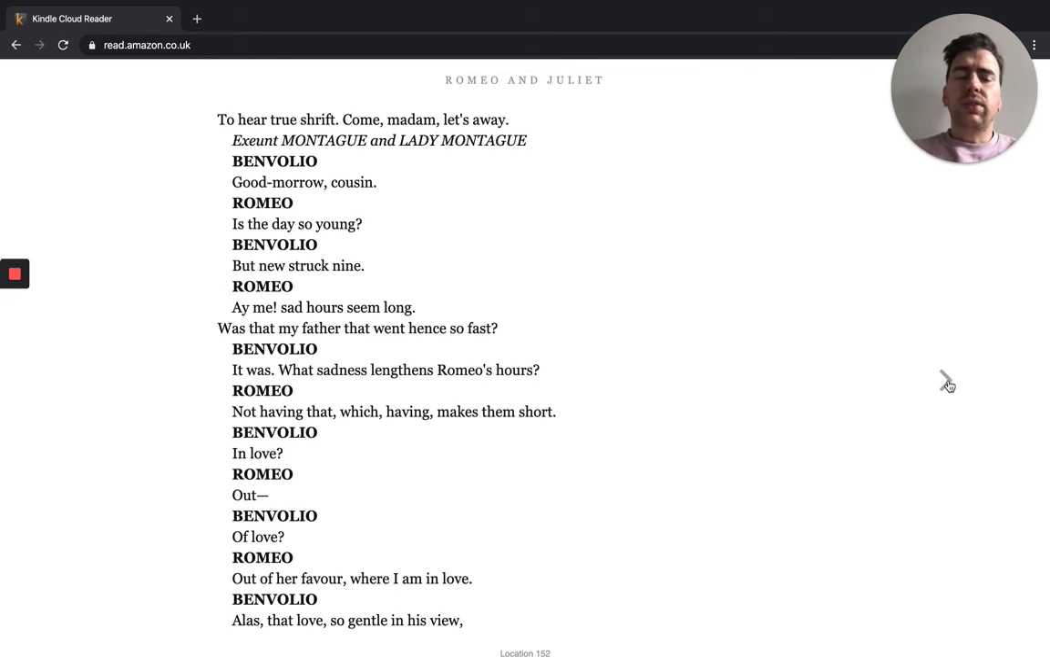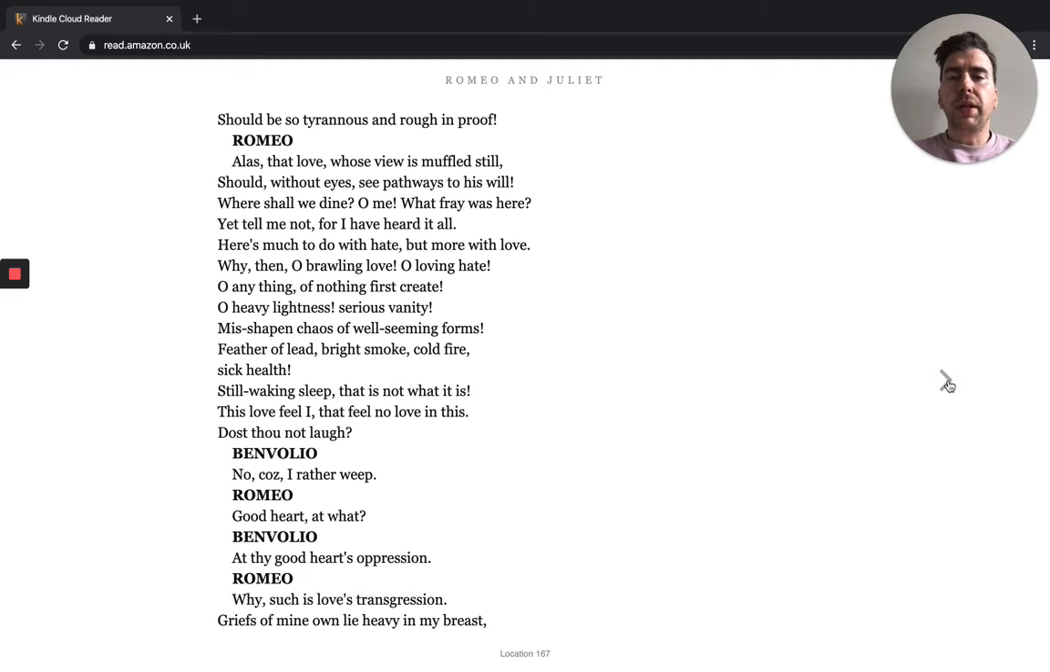Alas, that love, so gentle in his view, should be so tyrannous and rough in proof. Alas, that love, whose view is muffled still, should without eyes see pathways to his will. Where shall we dine? O me, what fray was here? Yet tell me not, for I have heard it all. Here's much to do with hate, but more with love. Why then, O brawling love, O loving hate, O anything of nothing first create.